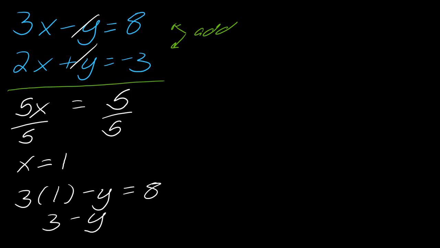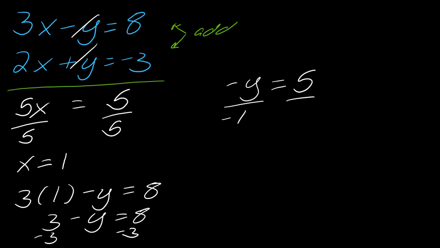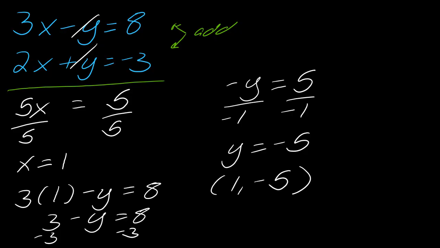So this becomes 3 minus y equals 8. So I can subtract the 3 from each side. So this is negative y equals 5. Divide both sides by negative 1 to get y equals negative 5. And so my solution here is going to be 1, negative 5. And you can prove that to yourself by plugging this back into each equation. And if it works in both equations at the same time, then you know you found the solution.